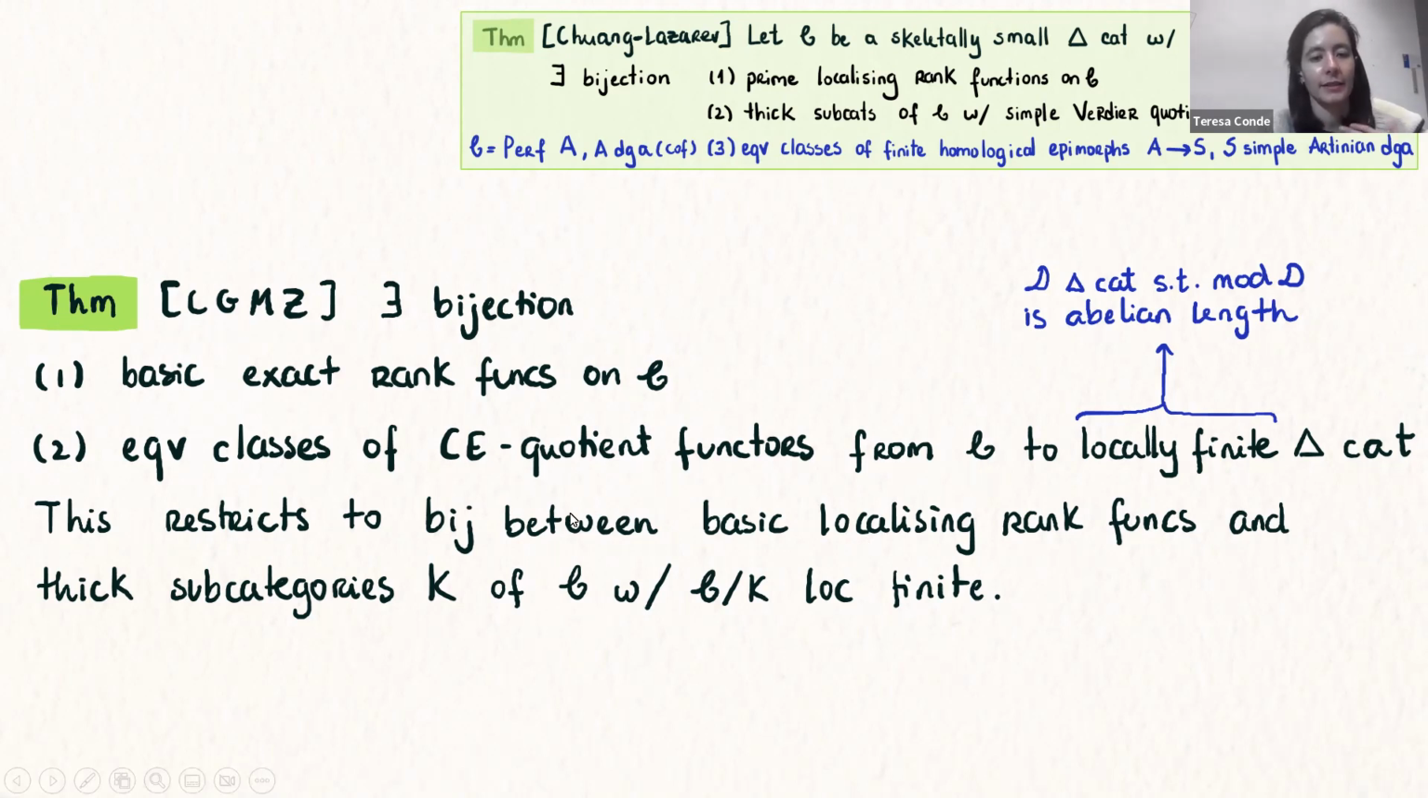Okay, and again, the idea as before of going between 1 and 2 is as follows. We have some functor from C to another triangulated category, which is locally finite, i.e. there's some composition length function looming in the background, and again we can pull it back to C. Essentially that's what's going on, and then we get our basic exact rank function.